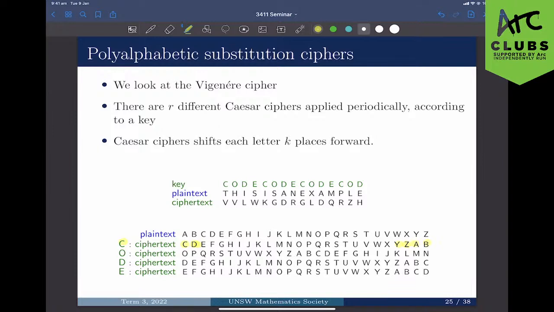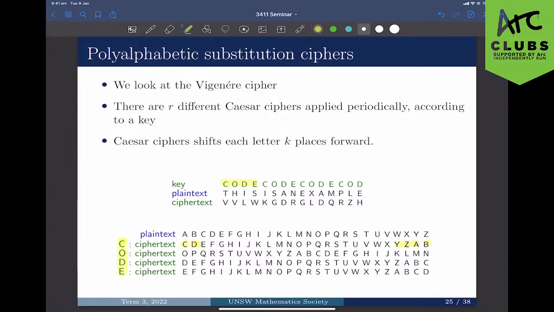And what the Vigenère cipher does is that this is our key, which is CODE, and in every block of 4 letters, the first letter is going to apply the Caesar cipher for C, and then the second letter is going to apply the Caesar cipher for O, and then D, and then E, and then it's repeated.